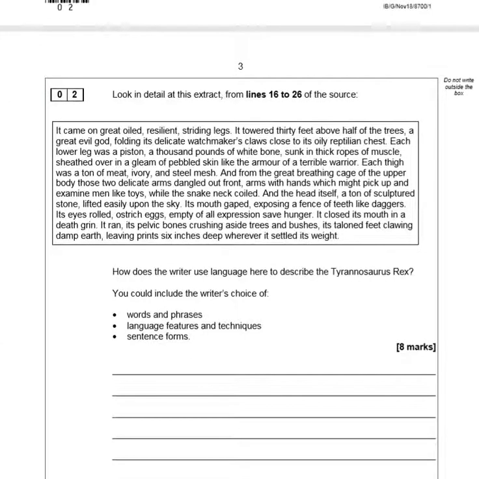Okay, question 2 gets a little bit more difficult. Now, the brilliant thing about AQA, what I really love about it, is we know what the questions are going to be. We know we're going to get 5 questions in paper 1 and 5 questions in paper 2. And we know question 1 will be in paper 1, what we just looked at there, list 4 points. Question 2, how does the writer use language to describe? We will be in lines 16 to 26, or whatever relevant lines it is in the exam.